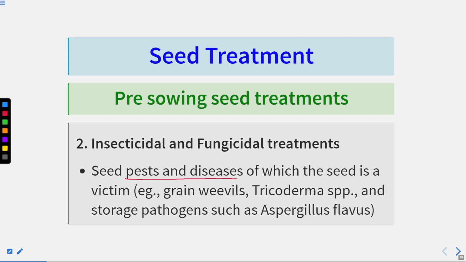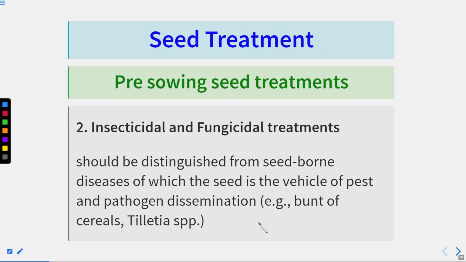Seed pests and diseases of which the seed is a victim include grain weevils, Trichoderma species, and storage pathogens such as Aspergillus flavus. This is a fungus, right? The seed is a victim of many types of pathogens like Aspergillus flavus, a fungus that infects seeds.